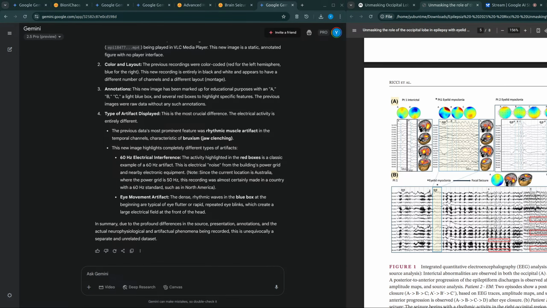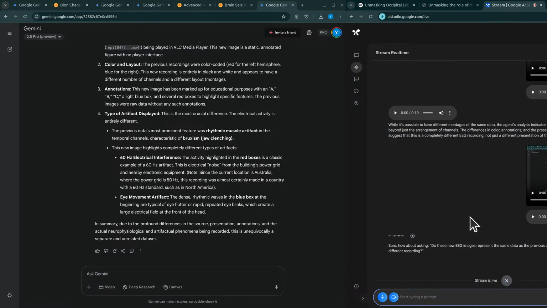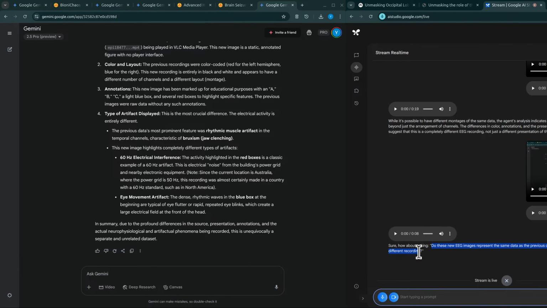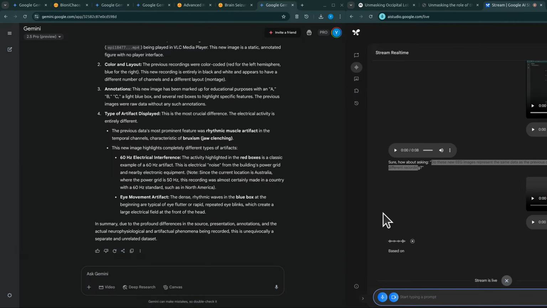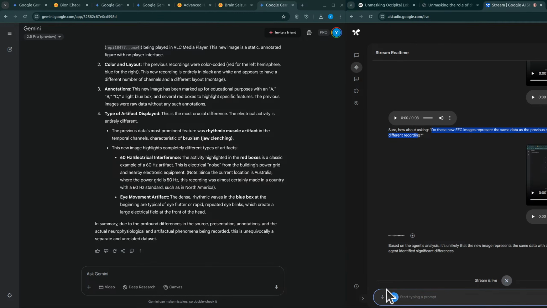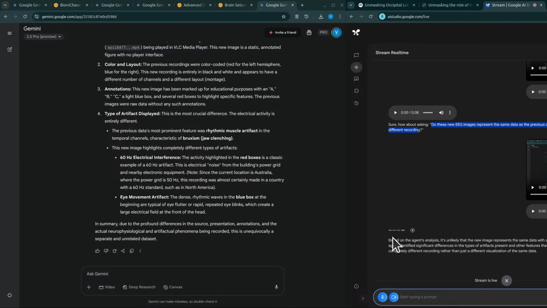Sure. How about asking, do these new EEG images represent the same data as the previous ones, or are they from a different recording? Based on the agent's analysis, it's unlikely that the new image represents the same data with a different montage. The agent identified significant differences.